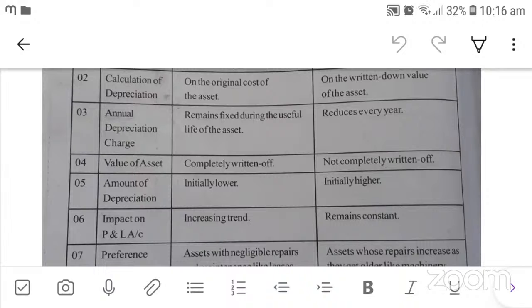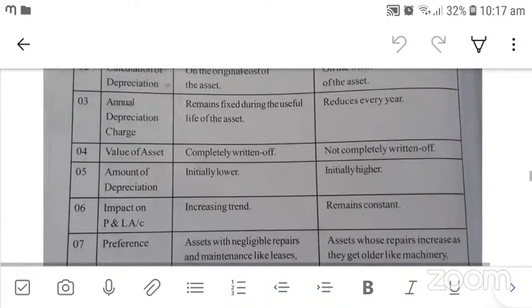Okay, impact on profit and loss account. In the straight line method, the impact will be constant. In the diminishing balance method, the impact of depreciation on the profit and loss account will show an increasing trend.